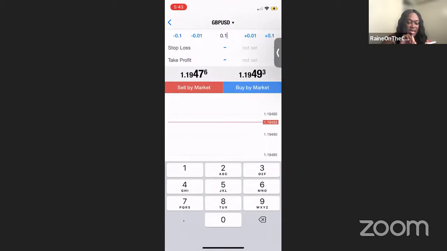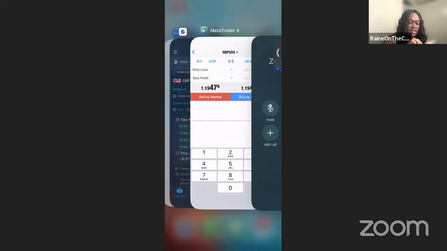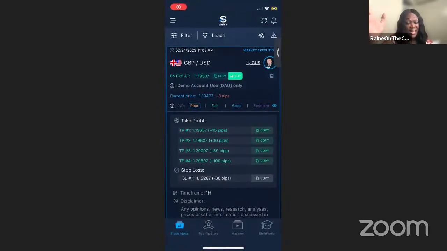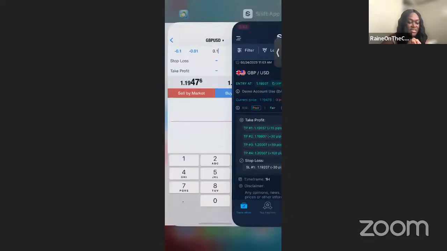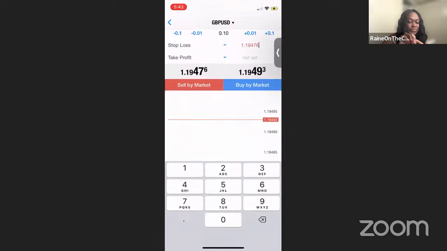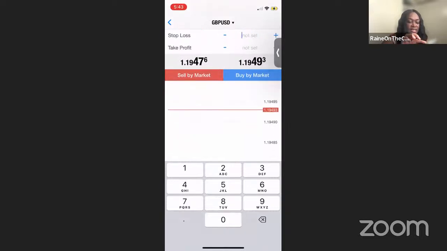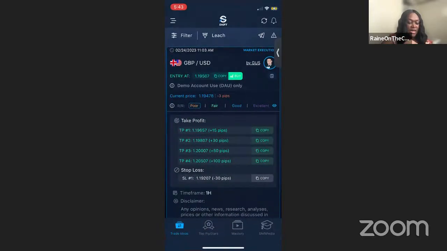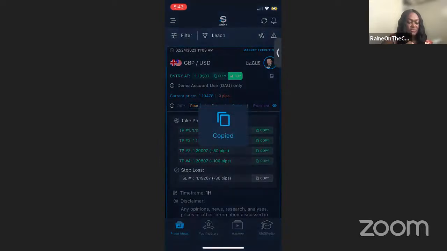I put the lot size. Us iPhone users are not spoiled, so we don't have Pipify to copy everything. So I'm going to put in my stop loss. Oh, now we see. Now I can see it's minus 3 pips. And let's say I'm going to put take profit 4. Take profit 4. I'm going to go all the way.